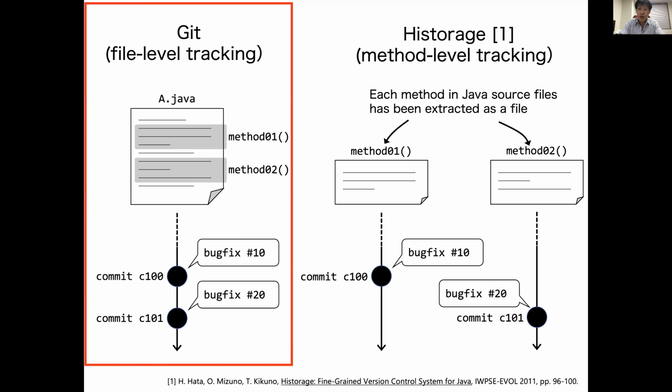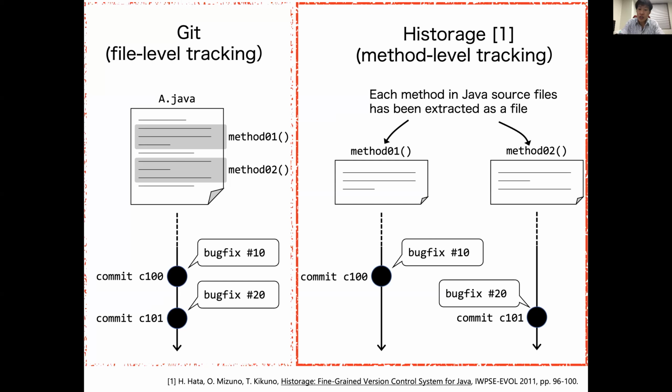By using Git, we can track the history of files in Git repositories. In this example, we can see that A.java was changed twice to fix bugs in the past. On the other hand, in Historage, which is a special version of Git repository, each method in Java source files has been extracted as a file. This means we can track Java methods by using Git mechanisms. For example, we can easily know how many times a given method was changed by using git log commands.